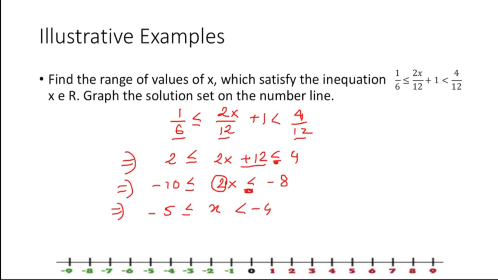I'm sorry, there would not be an equal to sign here. So let's try to represent this solution set on the number line, which is also asked in the question. So x can take the value minus 5 and it cannot take the value minus 4, so there will be an open circle here and a closed circle here, and these are the only values that x can assume. So minus 5 and less than 4.